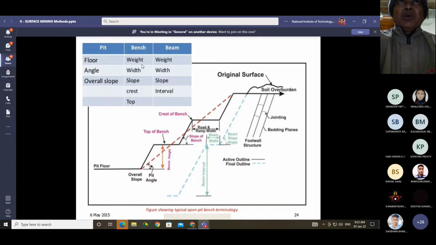Bench, weight of the bench, width of the bench, angle of slope of the bench, crest of the bench, top of the bench, and beam. In the case of a beam slope angle, there is a weight of the beam, width of the beam, slope angle of the beam, and interval, beam interval. So these are the characteristics of an open pit mine.